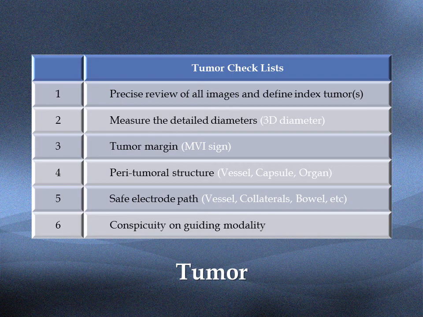Evaluate tumor margin, either well-defined or ill-defined. Checking any peritumoral structures is essential to modify the ablation protocol or use assistant techniques. Safe electrode paths should be found during the planning ultrasound. Conspicuity of the index tumor is defined for adding assistant techniques including fusion or contrast-enhanced ultrasound.